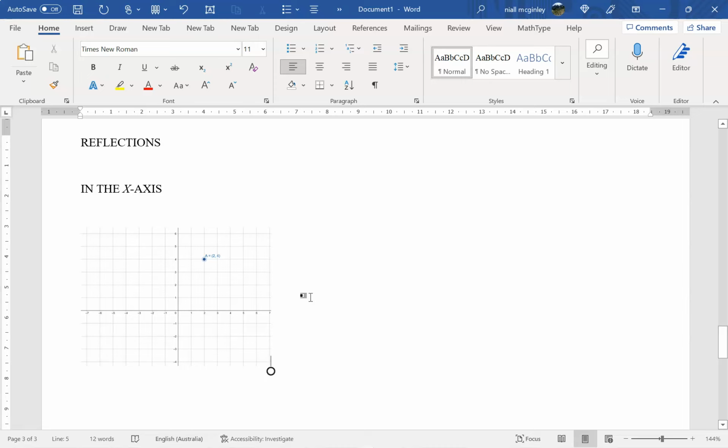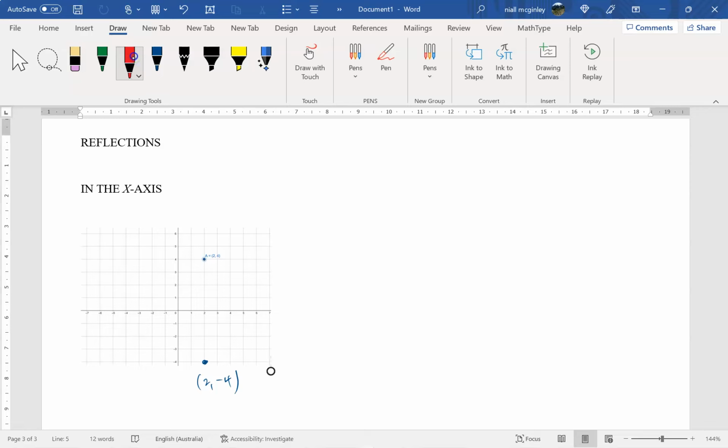So if we were to reflect this point in the x-axis, and you see the x-axis is your mirror, the point therefore is going to be reflected down here. And it will be (2, -4). So reflection in the x-axis, you see, will have no effect on the x value, but it will impact the y value. And what happens to the y value is it becomes negative.